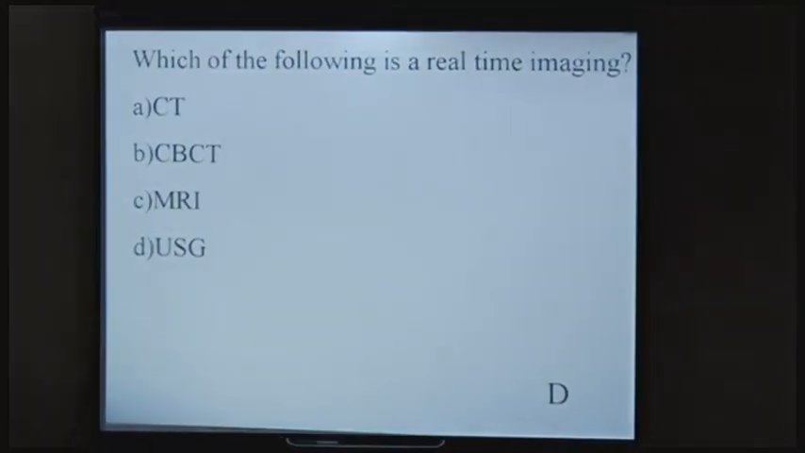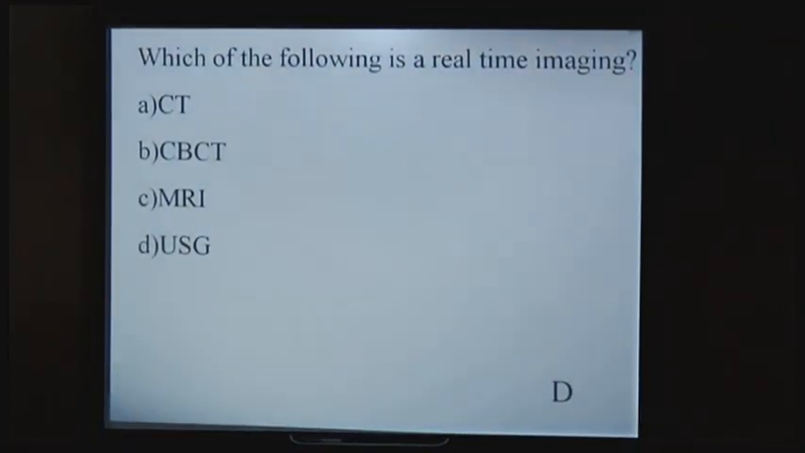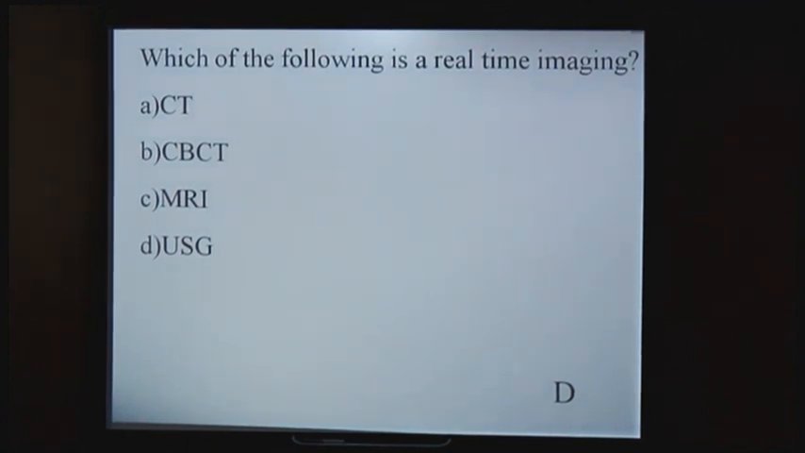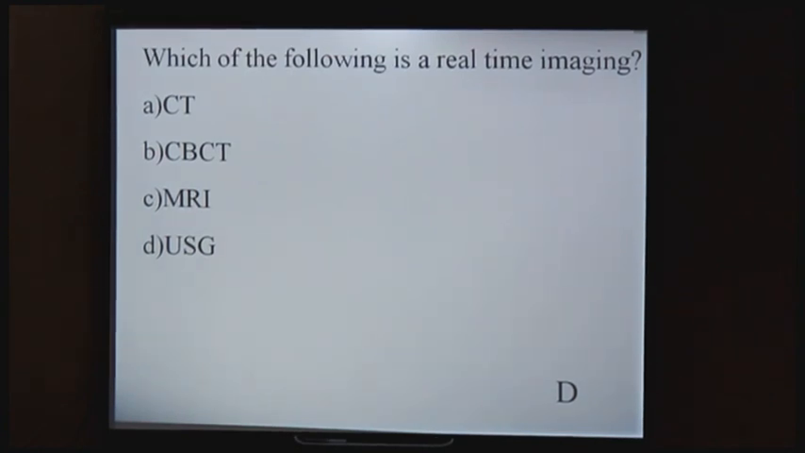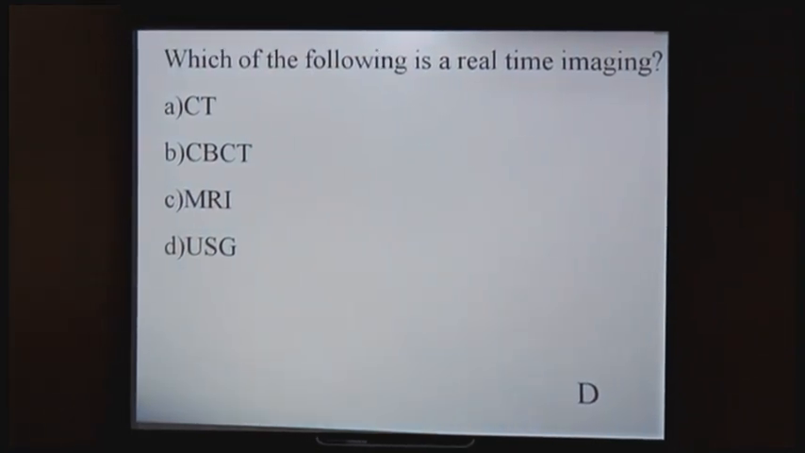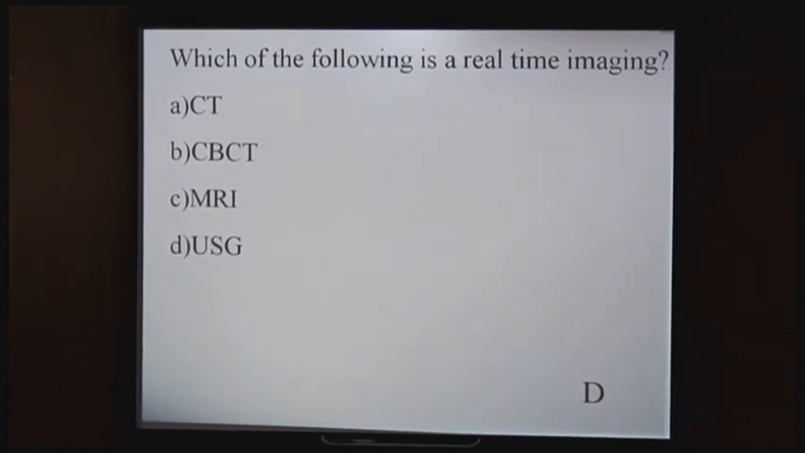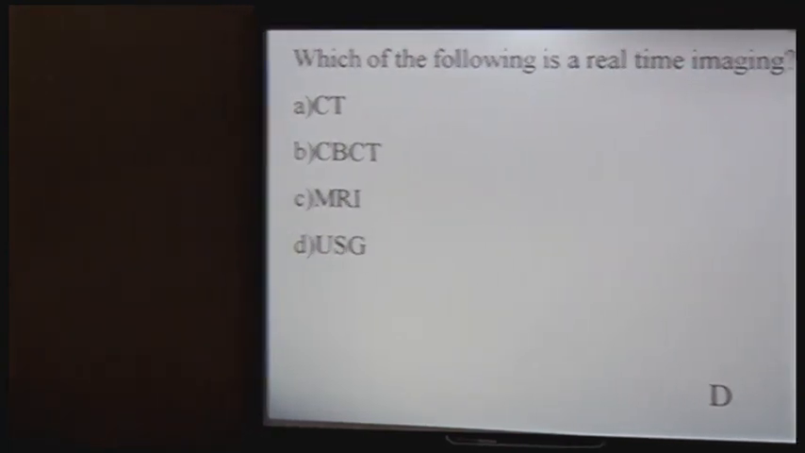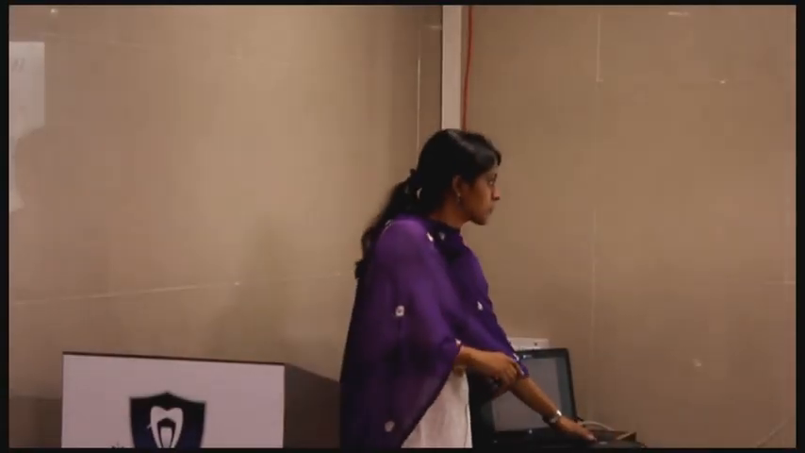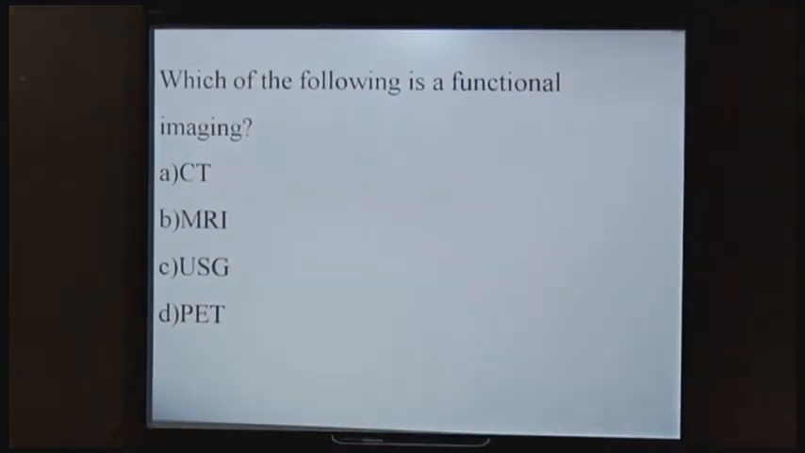In positron emission tomography, first they will take a CT and assess the anatomy. Then they will place the patient in a PET machine. Some machines have a combination of both, some have to be done separately. When you take a CT, you get the anatomy of the organ, say the salivary gland. When you place the same patient in a PET scanner, you get the function of the salivary gland. You combine these two images using software, and you have a PET-CT scan. You have both the anatomy and the function of the organ assessed. Which of the following is a functional imaging? PET.